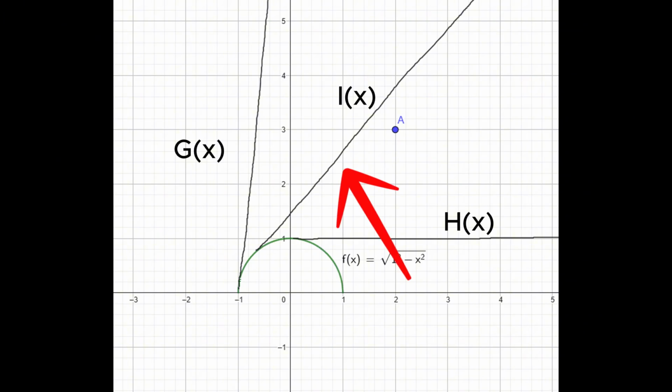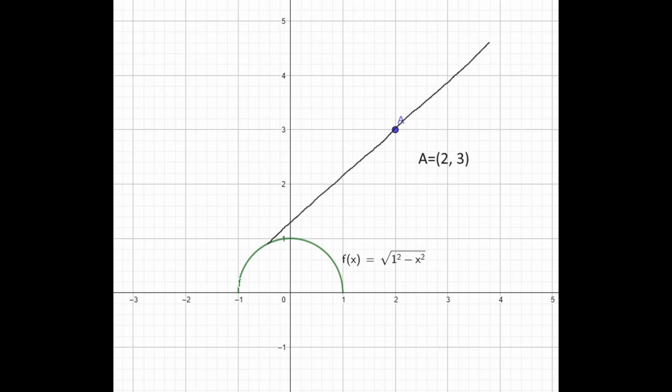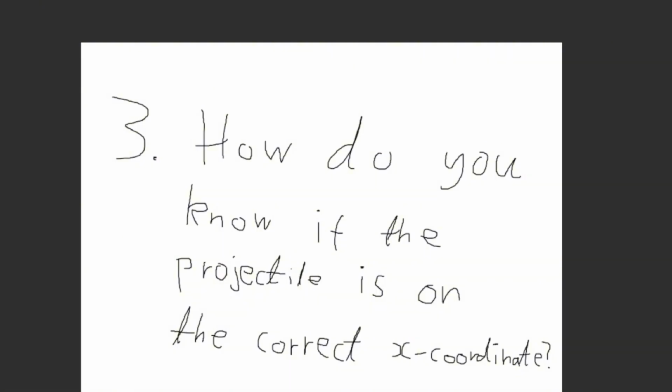And to find this middle tangent line, we use this formula. You basically repeat this process until you find a tangent line which has the same y value as the y coordinate to the target. You are now done with step 2, which is probably the hardest step in this entire video. Step 3, how do you know if the projectile is on the correct x coordinate when releasing it?